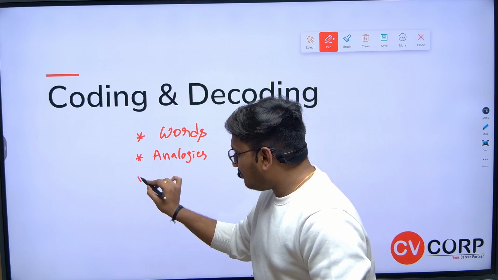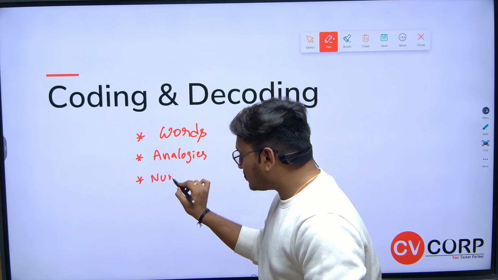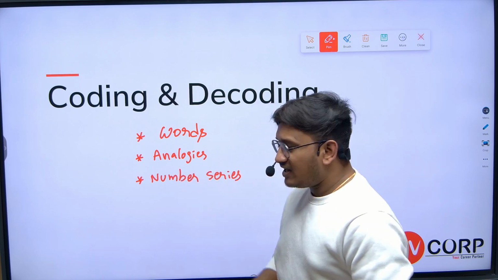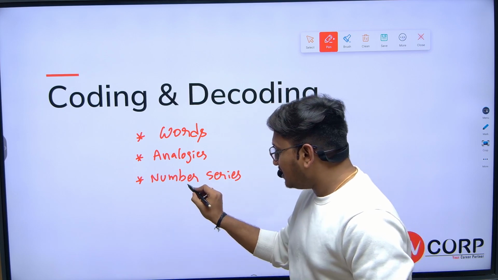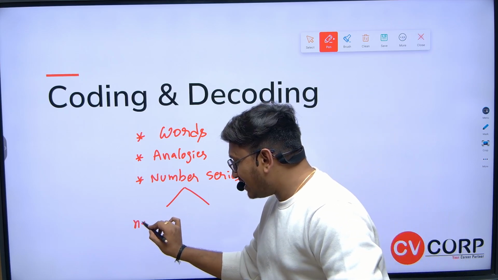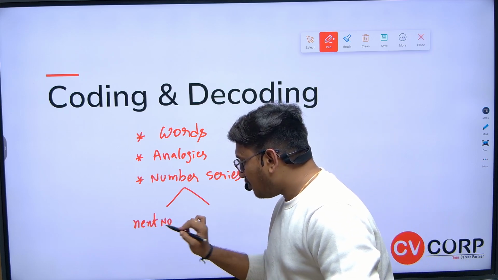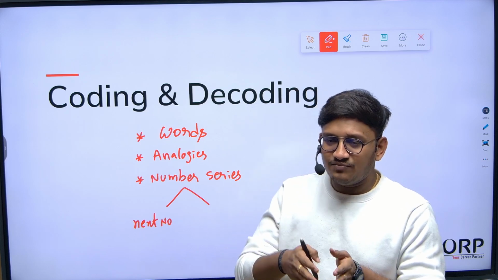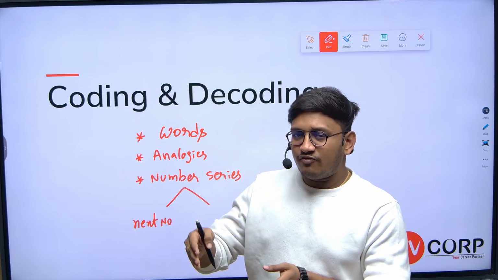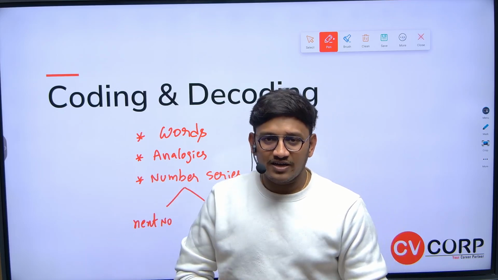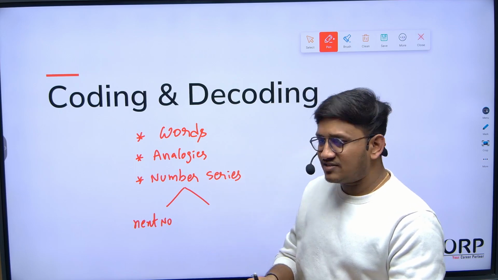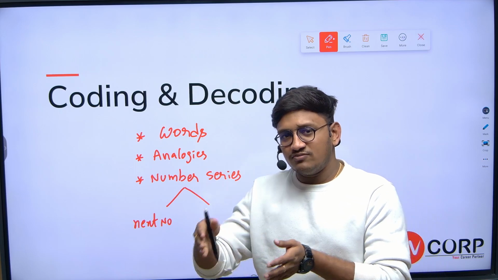And the third one, very important, you can expect minimum questions from number series. Again, they might ask two types of questions. One is finding the next number in the series. They will give you certain numbers and ask you to find what will be the next number in that particular series, based on the logic that the series follows.